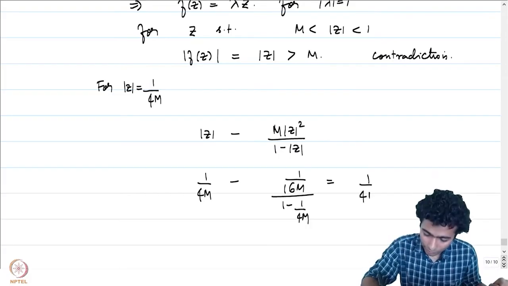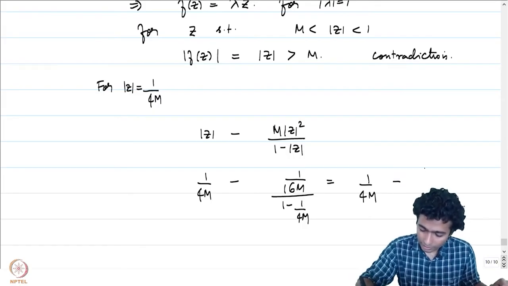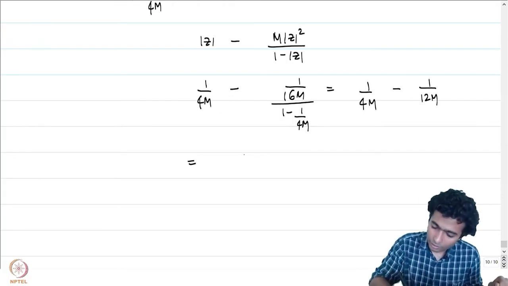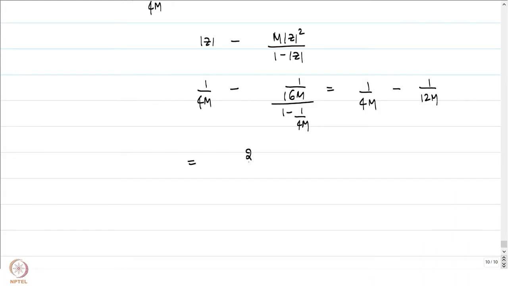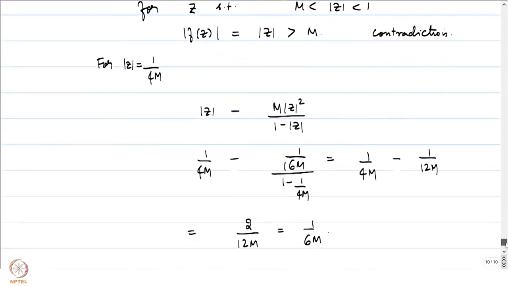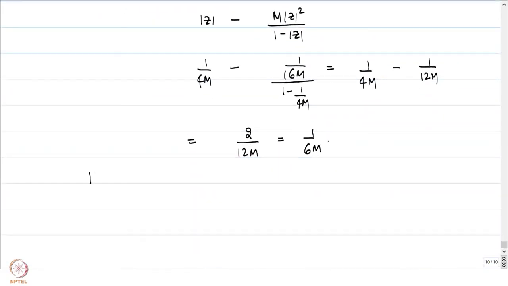This is going to be 1 by 4m minus 1 by 12m, and again by computing this, this is going to be 3 minus 1, which is 2 by 12m, which is equal to 1 by 6m. And that's what we get for considering the circle of radius 1 by 4m. Hence, the absolute value of f of z is greater than or equal to 1 by 6m on the circle z such that mod z is equal to 1 by 4m.